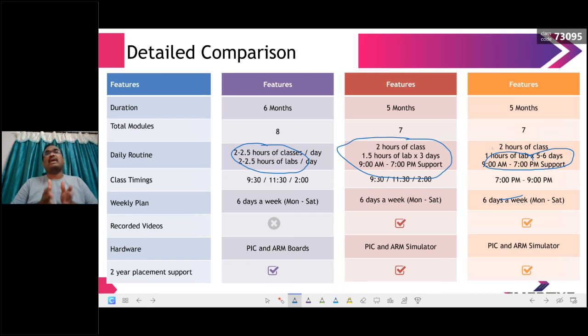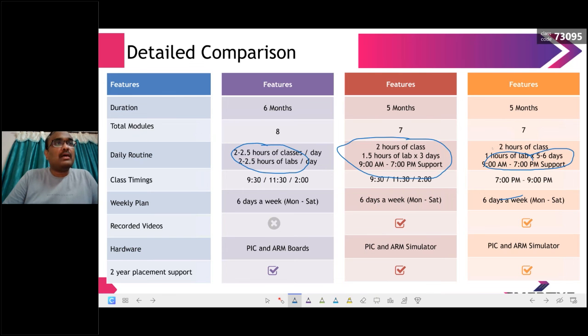I think your question is very specific. Let me answer that. Suppose your class is at 9:30. 9:30 to 11:30, there will be classes, 2 hours. After 2 hours, 11:30 to 1 o'clock will be your lab for 1.5 hours. Like that, it will be there for 3 days. Hope that's clear.